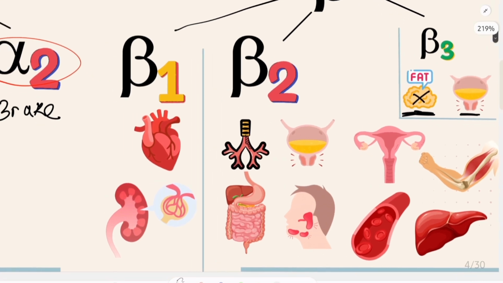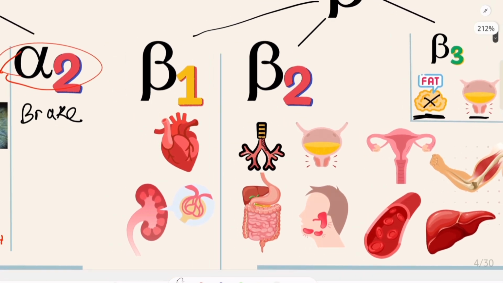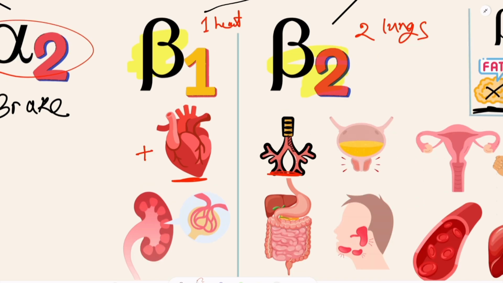So effectively we have two beta receptors only, beta 1 and beta 2. It is very easy to remember. You can remember that we have one heart and two lungs. So beta 1 receptor is present in the heart and beta 2 receptor is present in the lungs. Beta 1 will stimulate the heart, whereas beta 2 inhibits the bronchus. So it will lead to bronchodilation.